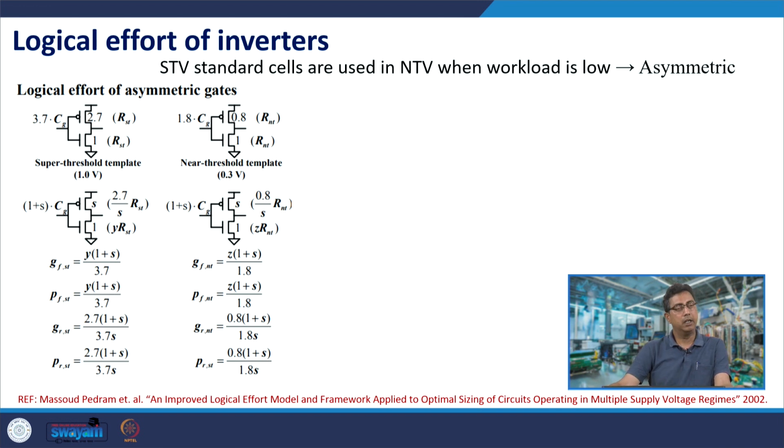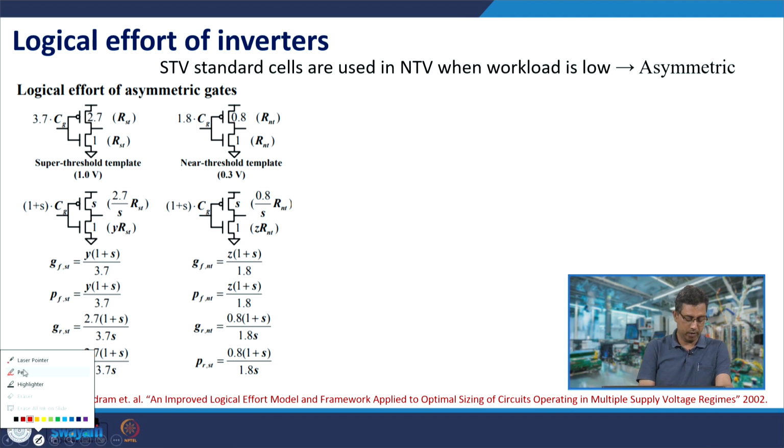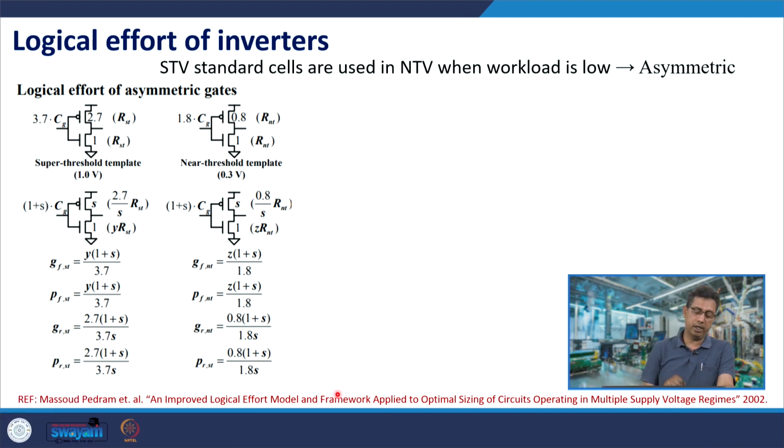For example, in the standard cell library used in this paper, they find that to balance the output transition times in the super threshold voltage regime, they have a ratio Wp by Wn of 2.7, whereas to balance the output transition times in an inverter in the near threshold voltage regime, say the threshold voltage is 0.4 volts and they are operating at a VDD of 0.4 volt itself, they find that the transition times are matched if Wp by Wn is 0.8. So, that is a huge difference.